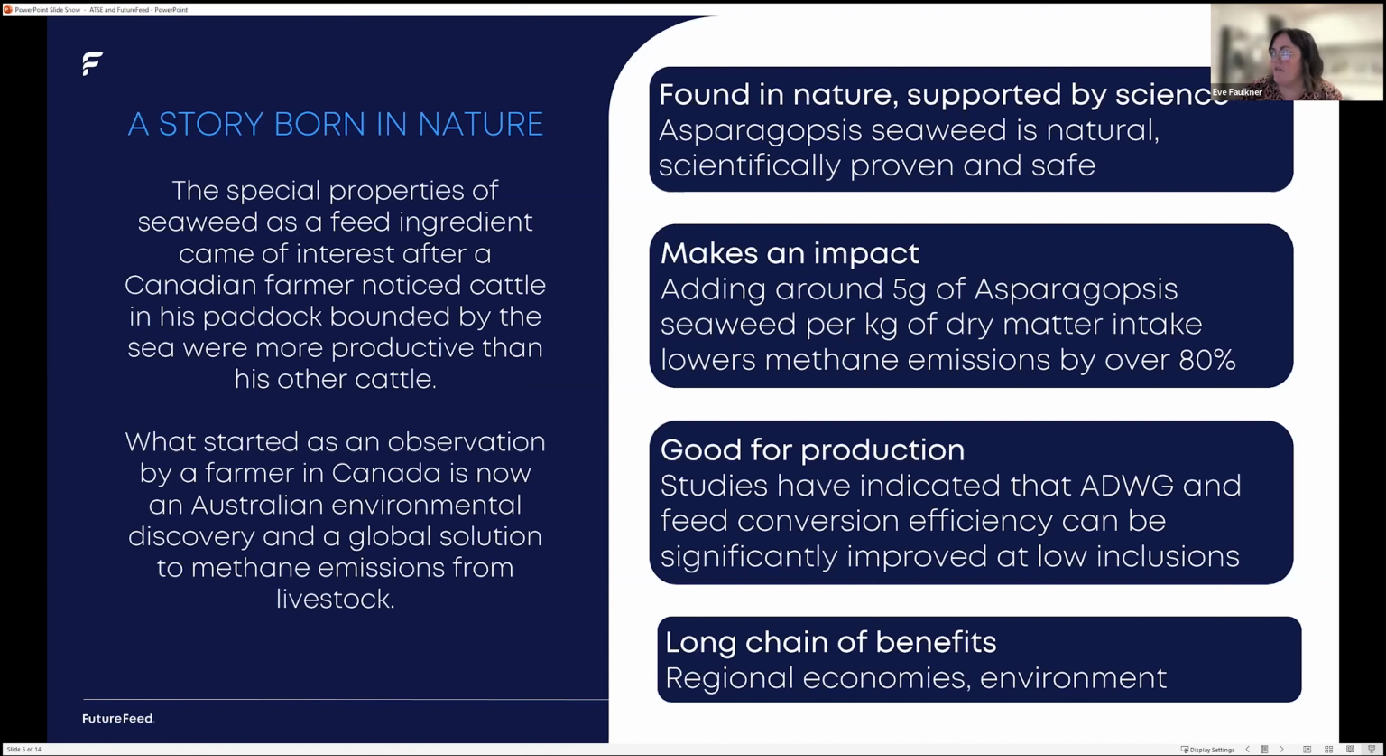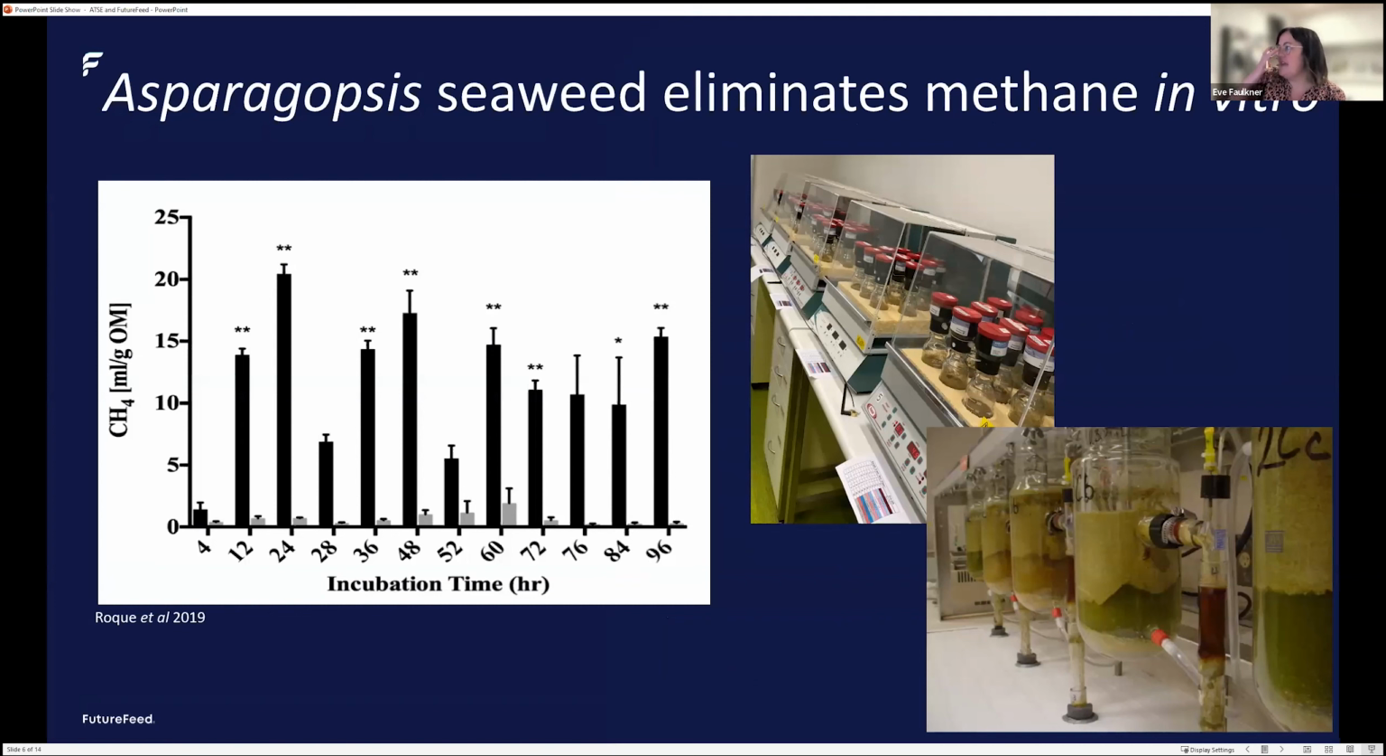I'll have a look at one of these studies with you quickly, but studies have indicated that average daily weight gain and feed conversion efficiency can be improved at low inclusions. And there's also a long chain of benefits. So we're building an entire industry that's around the cultivation of the seaweed, as well as then the end impact of feeding it. So here is some of the results from, can you see my cursor?